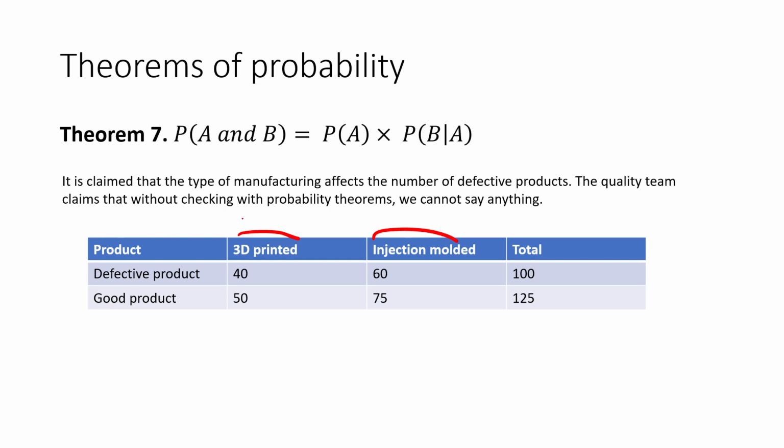The question says that it is claimed that the type of manufacturing affects the number of the defective products. So what it means is that if something is 3D printed, it may have more defects than if something is injection molded, or vice versa. But the quality team says that we have to check using probability theorems, and then we can be sure that yes, it is true or not. So just looking at numbers is not enough to say that it is dependent or not. So let's start the first.